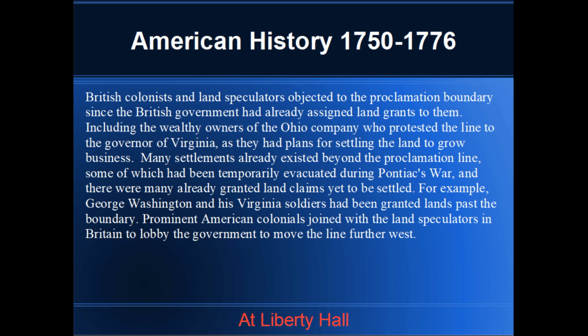Many settlements already existed beyond the proclamation line, some of which had been temporarily evacuated during Pontiac's War, and there were many already granted land claims yet to be settled. For example, George Washington and his Virginia soldiers had been granted lands past the boundary. Prominent American colonials joined with the land speculators in Britain to lobby the government to move the line further west.